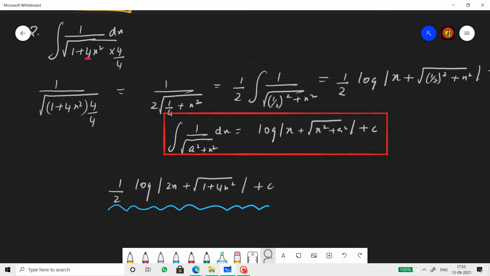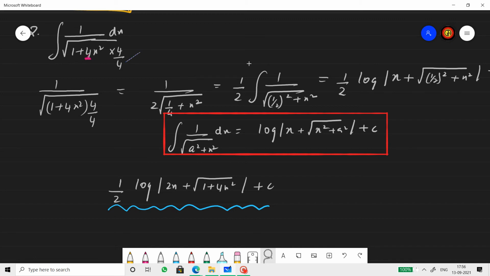1 by root over 1 plus 4x square. Here rule 1 is followed because the numerator is 1. The denominator rule 2 is followed, rule 1 is not followed. So the denominator contains x square and x square has a coefficient here. So I cannot use that formula straight away. So I have to do something to get rid of this 4.